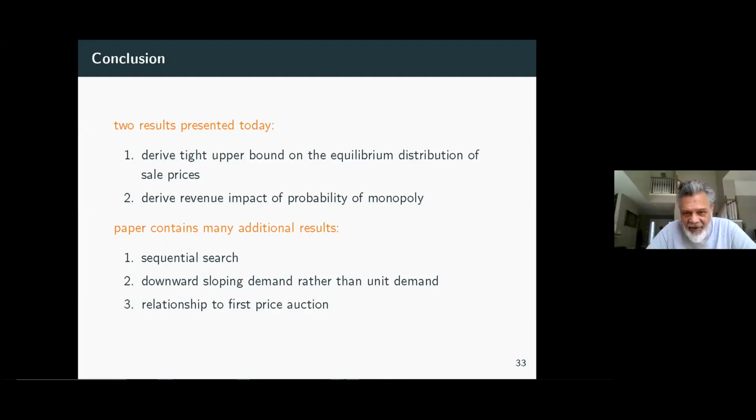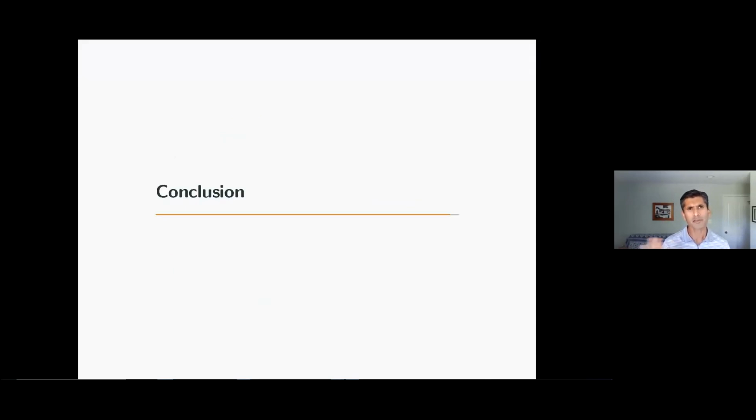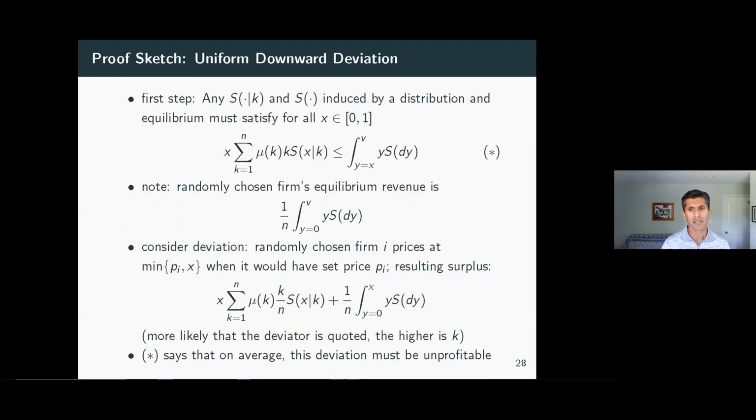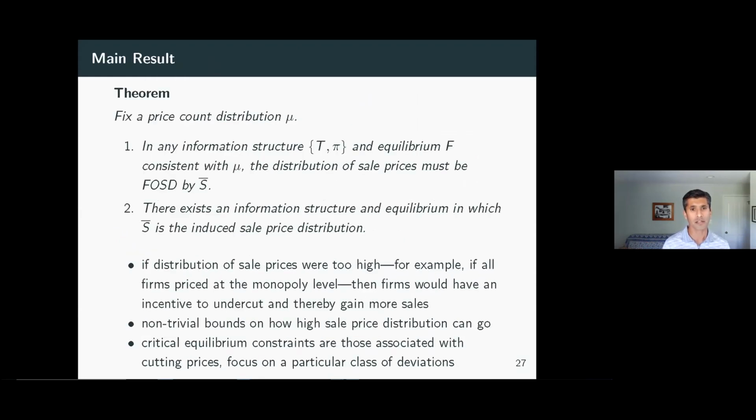I don't see any in Q&A, but are there questions that others want to ask? Yeah, well, I've got one. So Dirk, I guess the main result basically says that you characterize a distribution such that any other distribution of sale prices must be first order stochastically dominated by that distribution. Do you know that any distribution that is first order stochastically dominated can be obtained with some information structure?